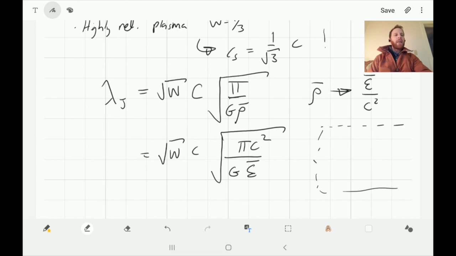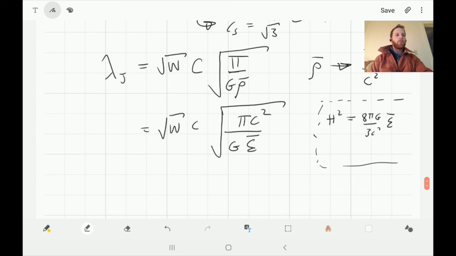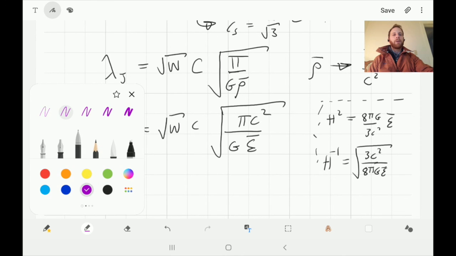So let me just remind you, we've seen that combination of things show up before in a slightly different form. The Friedmann equation says the Hubble parameter squared is equal to, in a universe in which there's just one component, 8 pi G over 3c squared times the average energy density. So that's very similar to what we have. In other words, just for comparison's sake, if we take the square root of this and take the inverse, the inverse of the Hubble constant is equal to the square root of 3c squared over 8 pi G epsilon bar.